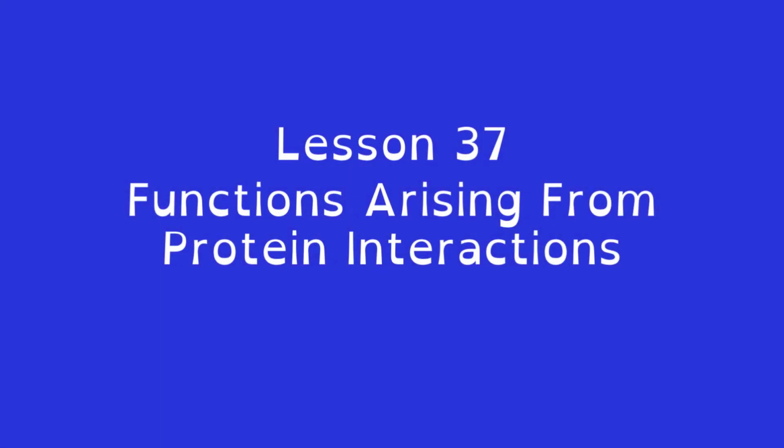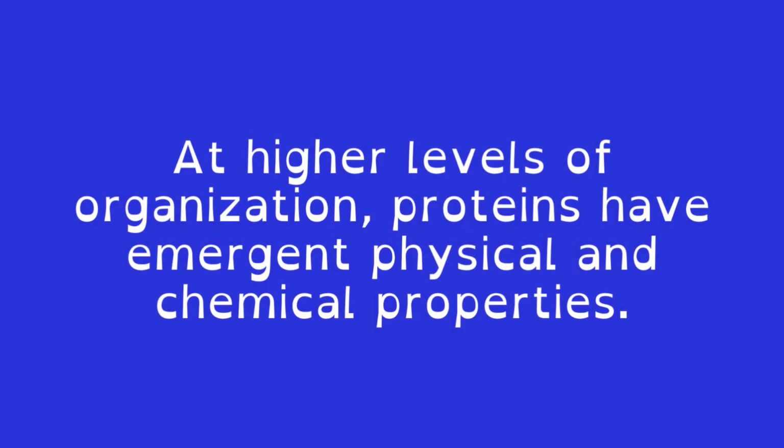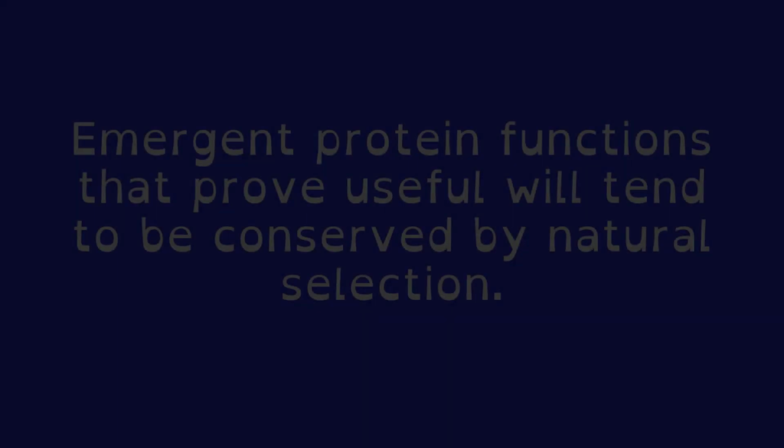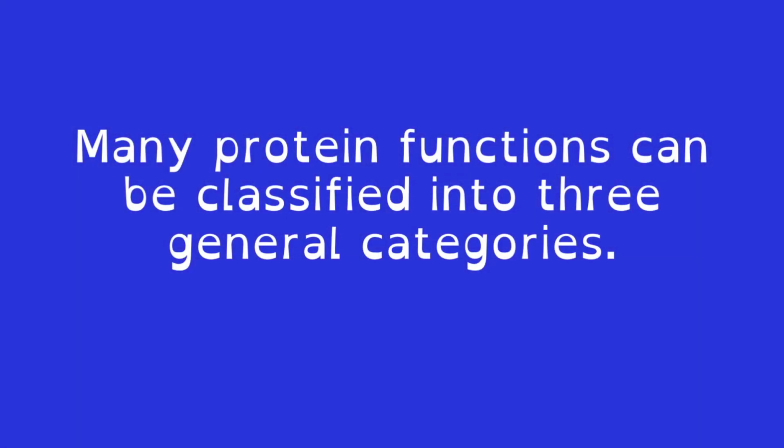A brief survey of functions arising from protein interactions. At the higher levels of organization, proteins have emergent physical and chemical properties. Those that can prove useful for the survival and reproduction of cells will tend to be conserved by natural selection. Many protein functions can be classified into 3 general categories as follows.